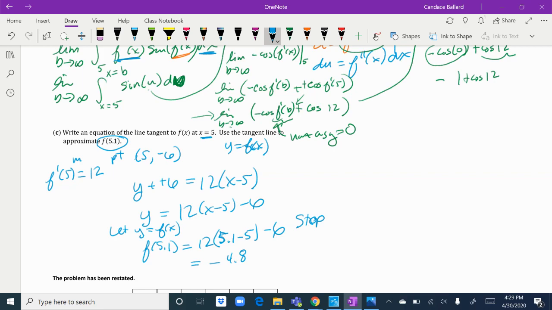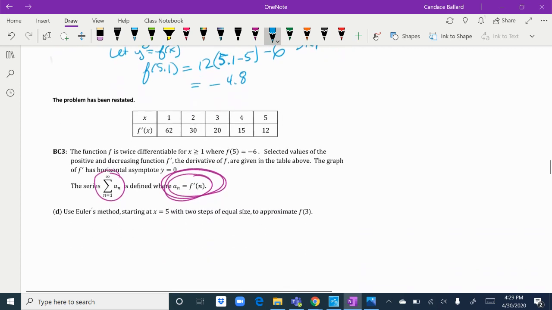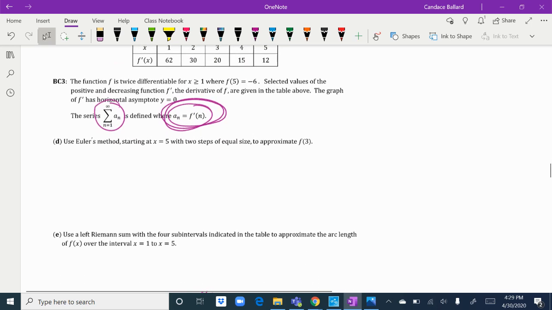All right, how are we doing on part C? Okay, let's keep going. We're going to do part D. Okay, so part D, now we're jumping back to a total BC thing. We're going to do Euler's method. We're hoping we see Euler's method, right? Because we like Euler's method. It's super, super fast and easy.